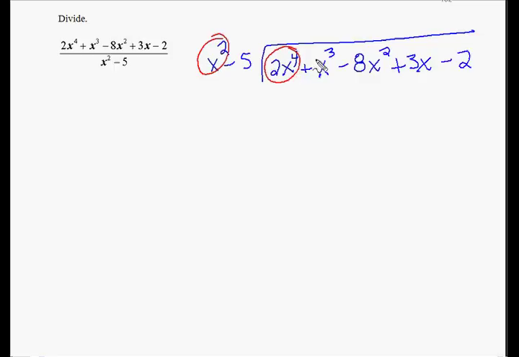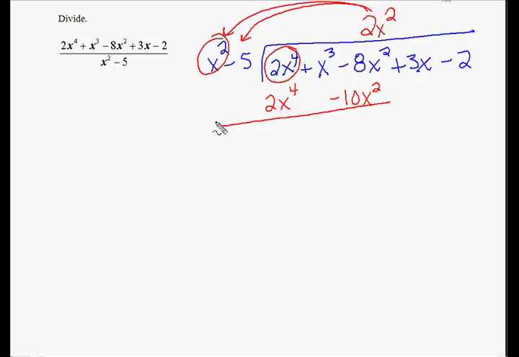x squared goes into 2x to the fourth, 2x squared. And I tend to have a tendency to write it on top of the same term that it looks like. And I need to multiply back. 2x squared times negative 5 is negative 10x squared. 2x squared times x squared is 2x to the fourth.